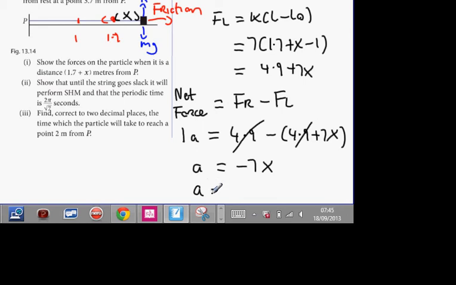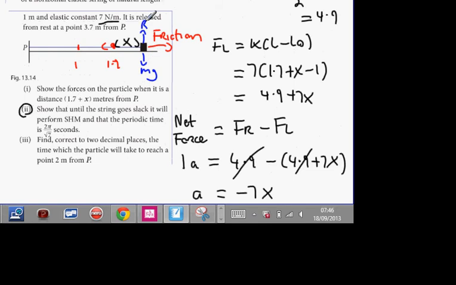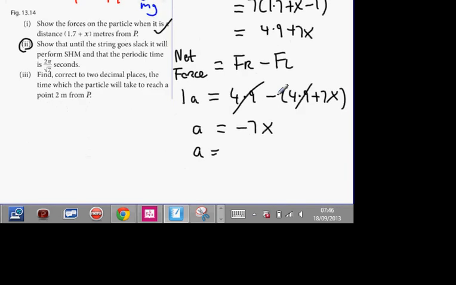You also got to remember that we also got to get our periodic time here as well, okay? So we've just done part 2. Show that until the string goes slack, it will perform simple harmonic motion, and find the periodic time. The first question was actually just drawing in your forces. So the answer to the first part is drawing in your forces. The answer to the second part is what we're just wrapping up here.